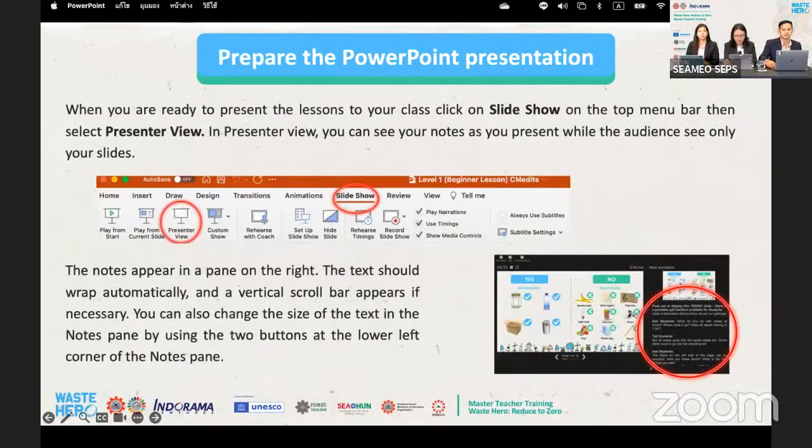So this is the prepared PowerPoint presentation slide. If you use the PowerPoint in your class, just click on the presenter view, and in the presenter view, you can see your notes on the small pictures on your right-hand side right now. And when you see your notes while presenting as the teacher, your students can see only your slides.